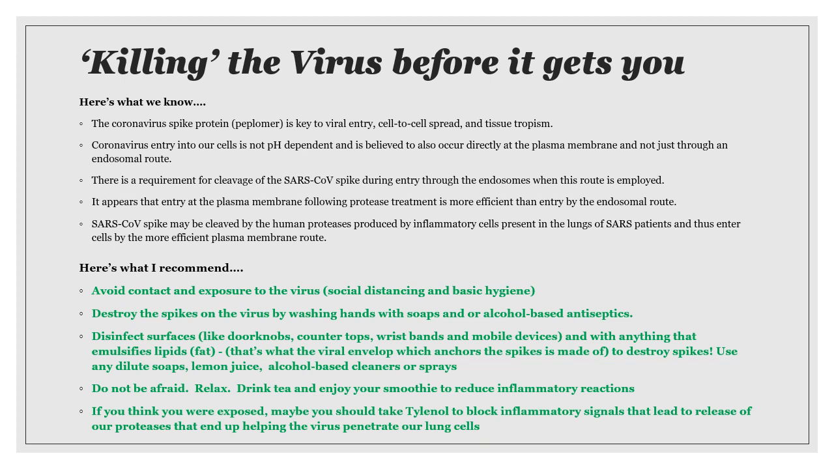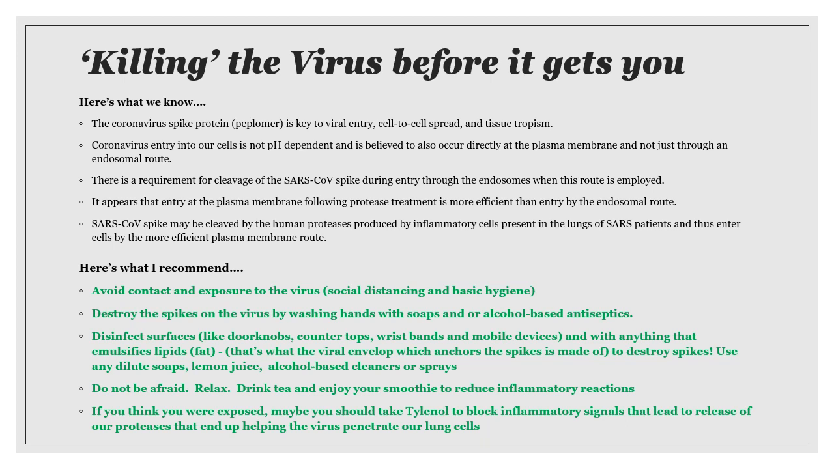The second thing I recommend is that you can destroy the virus spikes. It's a glycoprotein. You can destroy those spikes by washing hands with soaps. So simple detergent, dilute soap. It doesn't have to be anything sophisticated. It does not have to be antibacterial. So any soap at all will help to remove the viral coat.